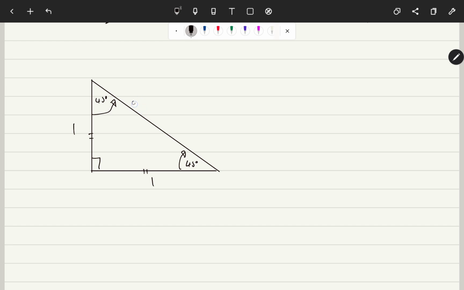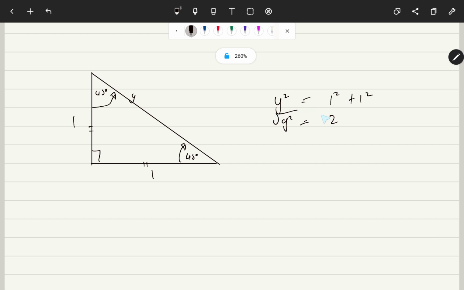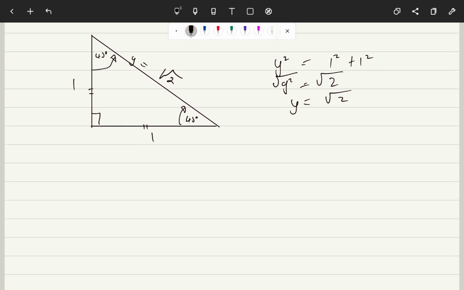I'll just call it y, and then we say y squared is equal to 1 squared plus 1 squared. That is 2. I almost said 2 squared, but that is 2. Then you square root both sides, y is equal to square root of 2. So this side becomes square root of 2. So you have your sides, you have your angles, you are sorted, right? And from there on, you can just use them.